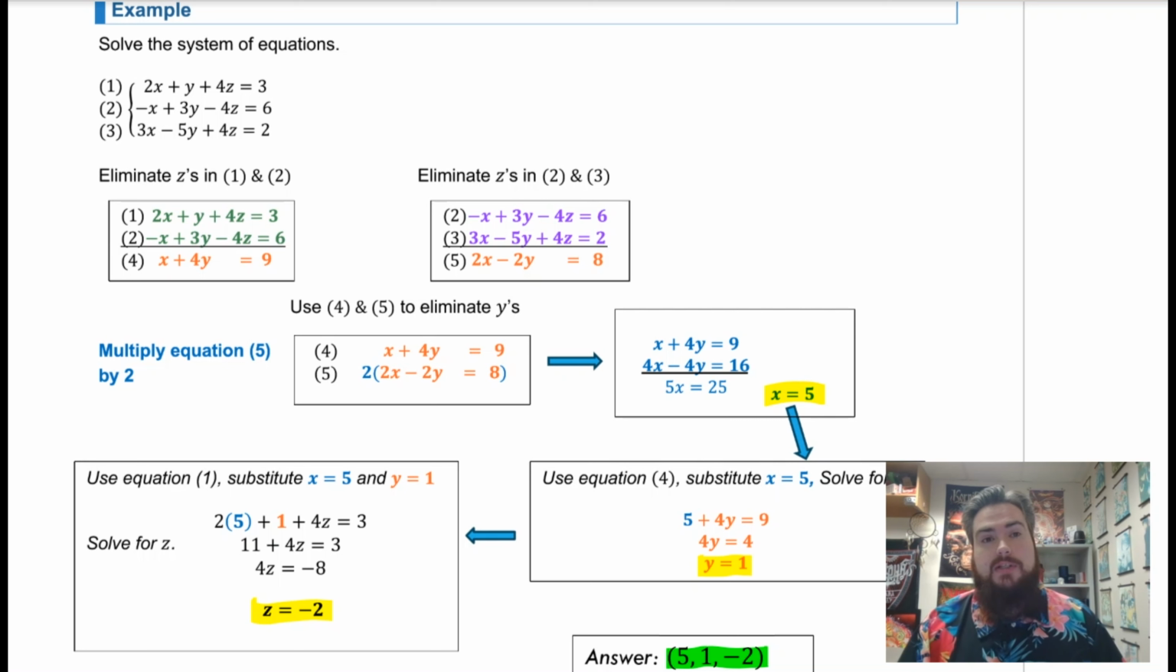That is it for today. Hopefully that helps you understand a little bit here about solving a system of equations with 3 variables.